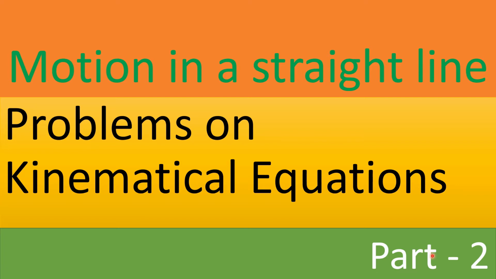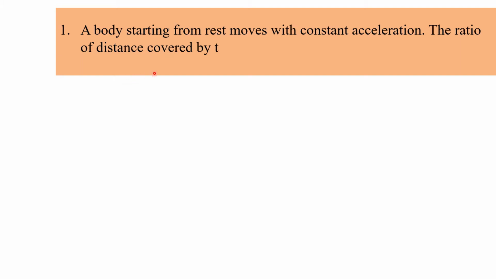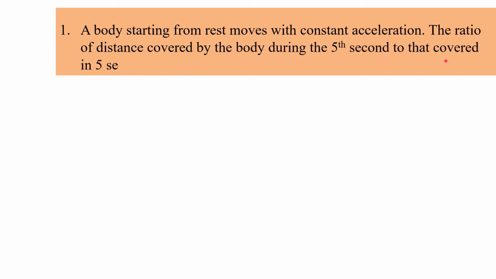Okay, let us go to today's session. First one. A body starting from rest moves with constant acceleration. The ratio of distance covered by the body during the 5th second to that covered in 5 seconds is. Here we have to calculate the ratio of distance covered by the body during the 5th second and in 5 seconds. Let us go to the solution.